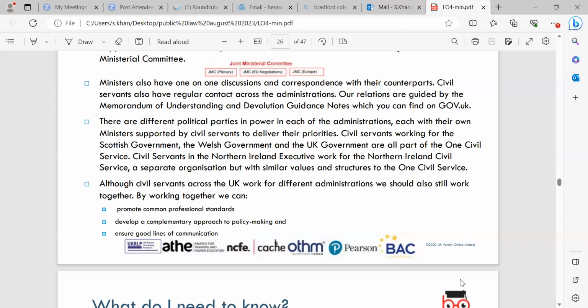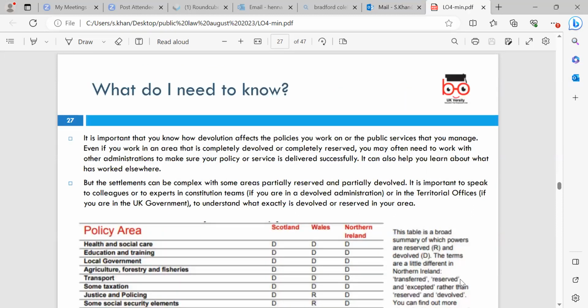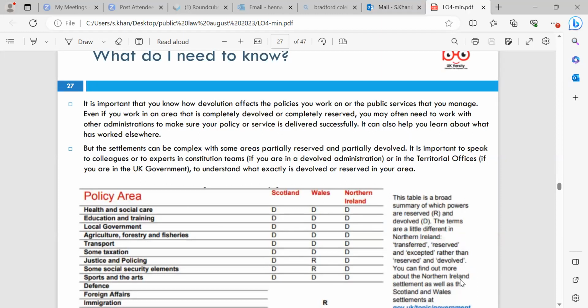Although civil servants across the UK work for different administrations, we should also still work together. By working together, they promote common professional standards, develop a complementary approach to decision-making, and also ensure good lines of communication. What do I need to know? It is important that you know how devolution affects the policies you work on or public services that you manage. Even if you work in an area that is completely devolved or completely reserved, you may often need to work with other administrations to make sure your policy or service is delivered successfully. It can also help you learn about what has worked elsewhere.